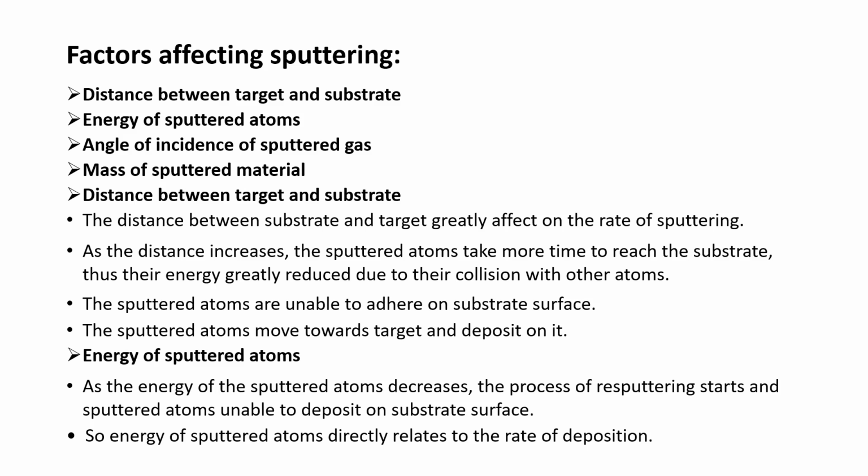Next, energy of sputtered atoms. As the energy of the sputtered atoms decreases, the process of re-sputtering starts and sputtered atoms are unable to deposit on the substrate surface. As we know that as the sputtered atoms' energy decreases, the sputtered atoms become unable to deposit on the surface of the substrate. Therefore, the sputter deposition does not take place. In this way, the energy of sputtered atoms affects the process of sputtering. So, energy of sputtered atoms directly relates to the rate of deposition.